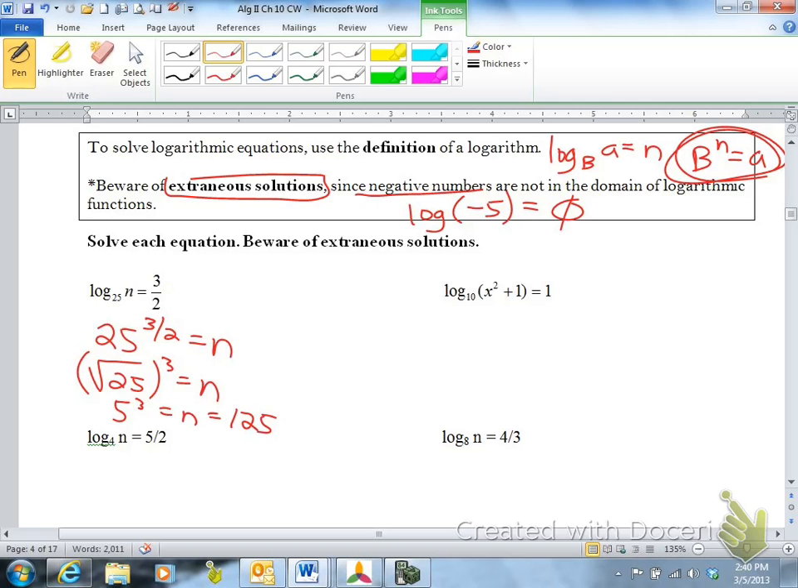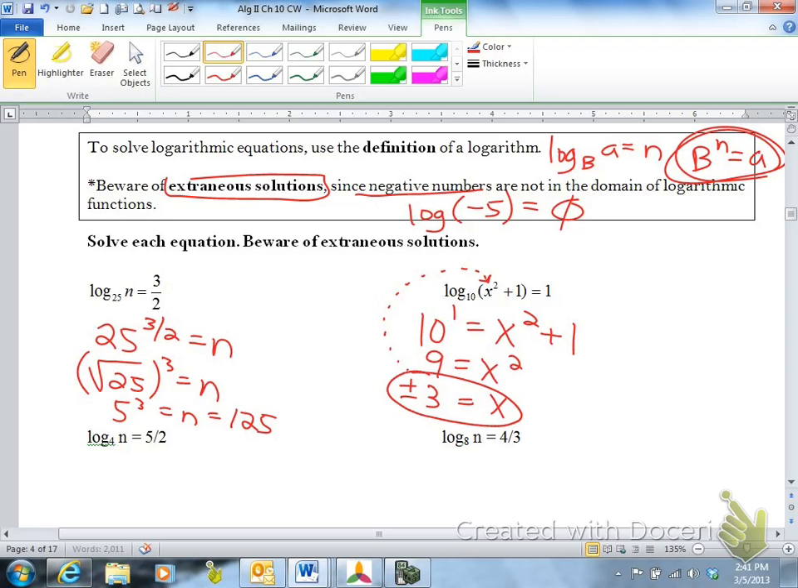The next one we could rewrite as 10 to the 1st equals x squared plus 1. And to solve for x, we don't really need to factor. We could just subtract 1 from both sides, and then take a square root, and we get plus or minus 3. 3 squared is 9, and negative 3 squared is 9. And notice when you plug in 3 or negative 3 into the original, you're going to square it, and both will be positive. So you have log of a positive number. So both answers are acceptable.